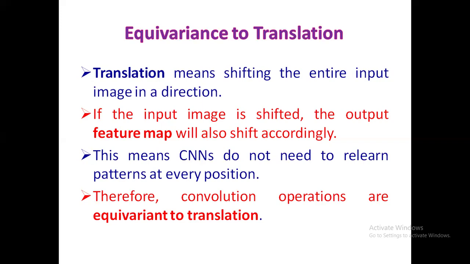This is a key property of CNNs because most real-world patterns do not appear in fixed positions. For example, if an edge in an image shifts to the right, the location of the detected edge in the feature map will also shift to the right. Thus, convolution allows CNNs to maintain spatial structure in recognition tasks.